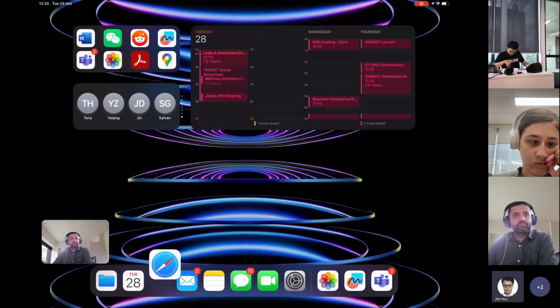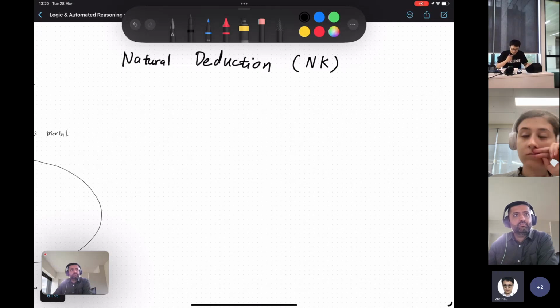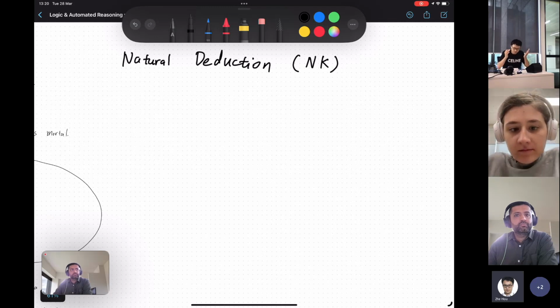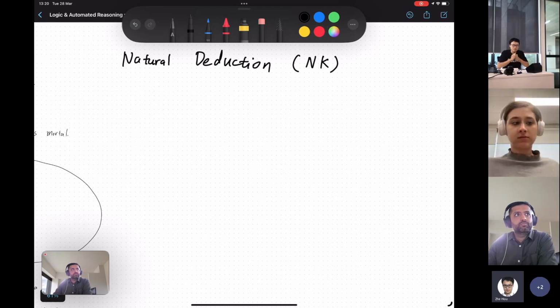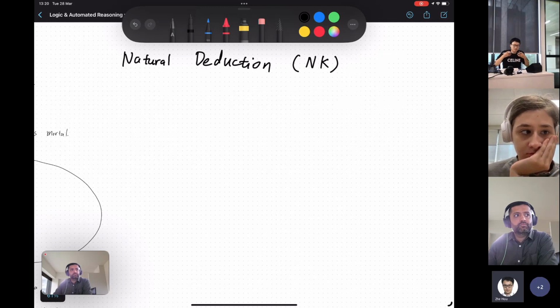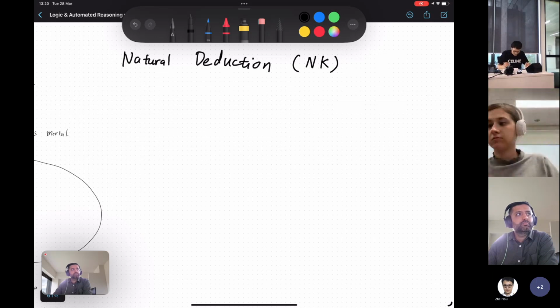So natural deduction. That is our main topic today. So how do we do reasoning in the most natural way? Natural deduction is a proof calculus, or sometimes we say a proof system. That proof calculus is made of a set of inference rules. So what is an inference rule? We need to first set up the format of an inference rule.